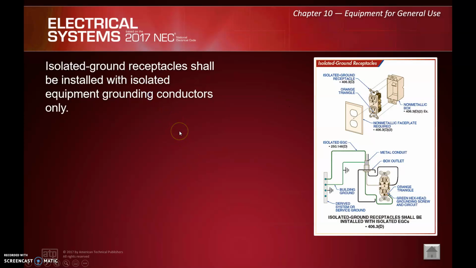So, isolated ground receptacle, let's talk about that a little bit. Again, if you see the orange triangle, or any triangle honestly, it tells us it's an isolated ground. Essentially what that means is we're going to have one ground that goes straight from our ground bus bar all the way out to the ground on the receptacle, and we're not using that ground to ground our raceways and our boxes and things like that. It's isolated specifically for the terminal on these isolated ground receptacles.